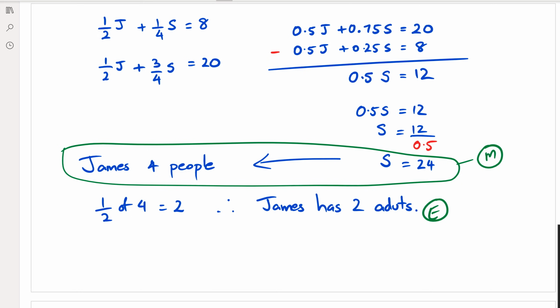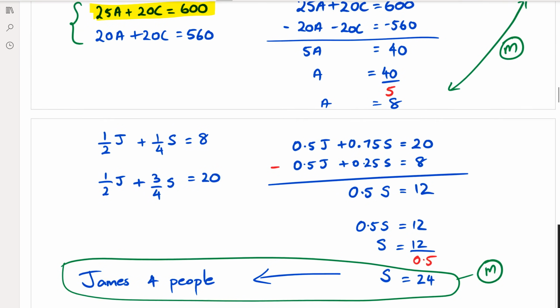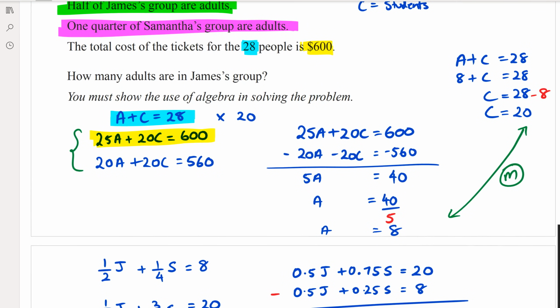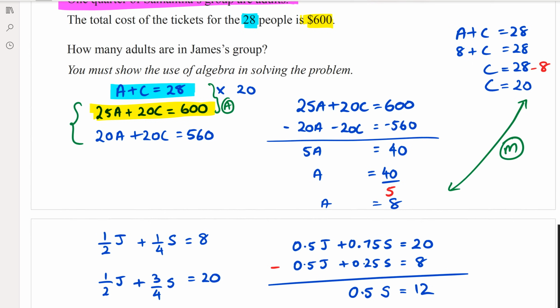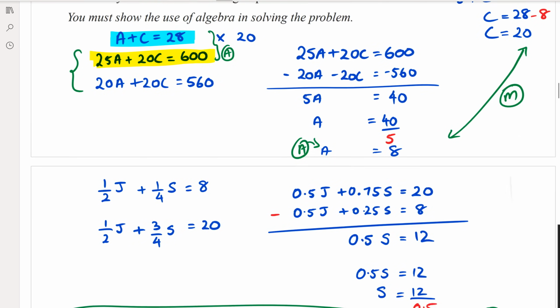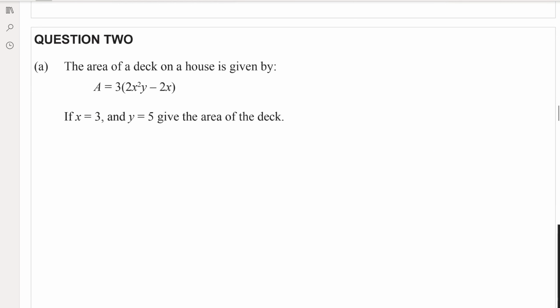For achieved, 2 equations correct. So if you have 2 equations correct here, let's say you got these first 2 equations, you get an achieved. And also 1 equation correct and 1 variable eliminated. So if you find one of these here, you get an achieved. So, annoying question, I know. Let's go to question 2, folks.